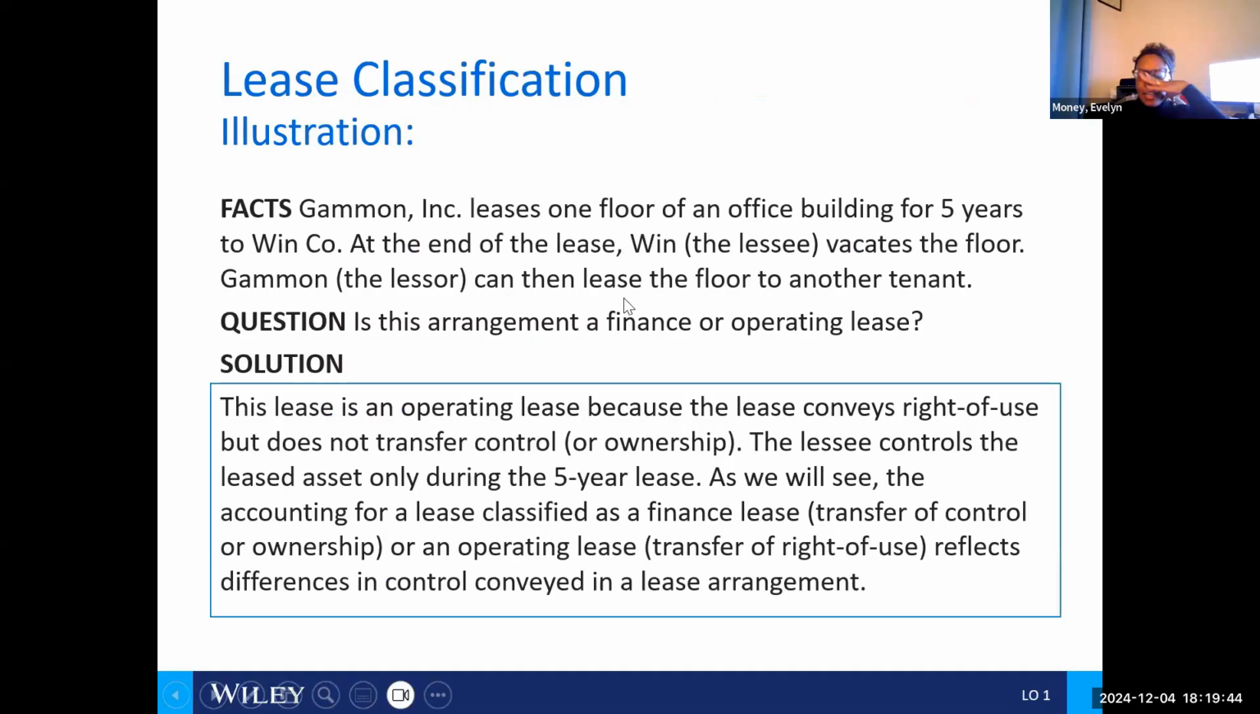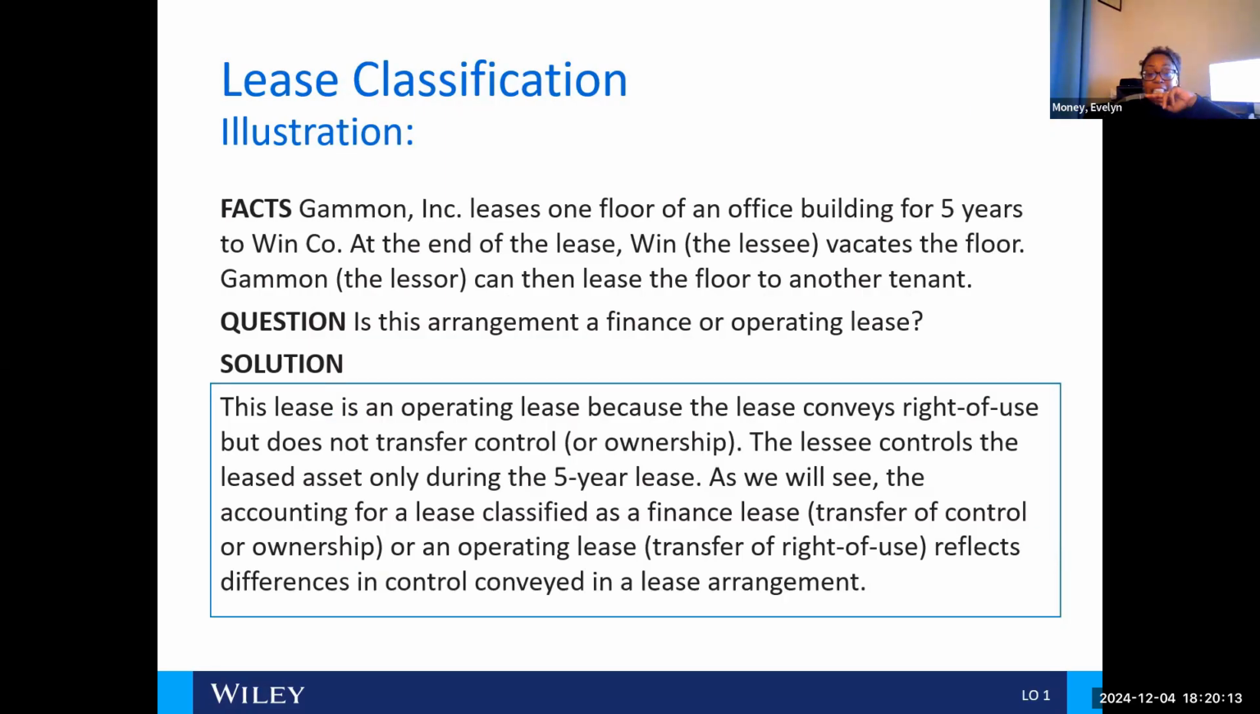So let's look at an example, because sometimes when I talk about this in theory, it doesn't make much sense. We're going to look at quite a few examples tonight. So we have this company and they lease one floor of an office building for 5 years. And at the end of the lease, the lessee leaves the floor. The lessor can then lease the floor to another tenant. Based on this information alone, can we determine whether this is a finance lease or an operating lease?